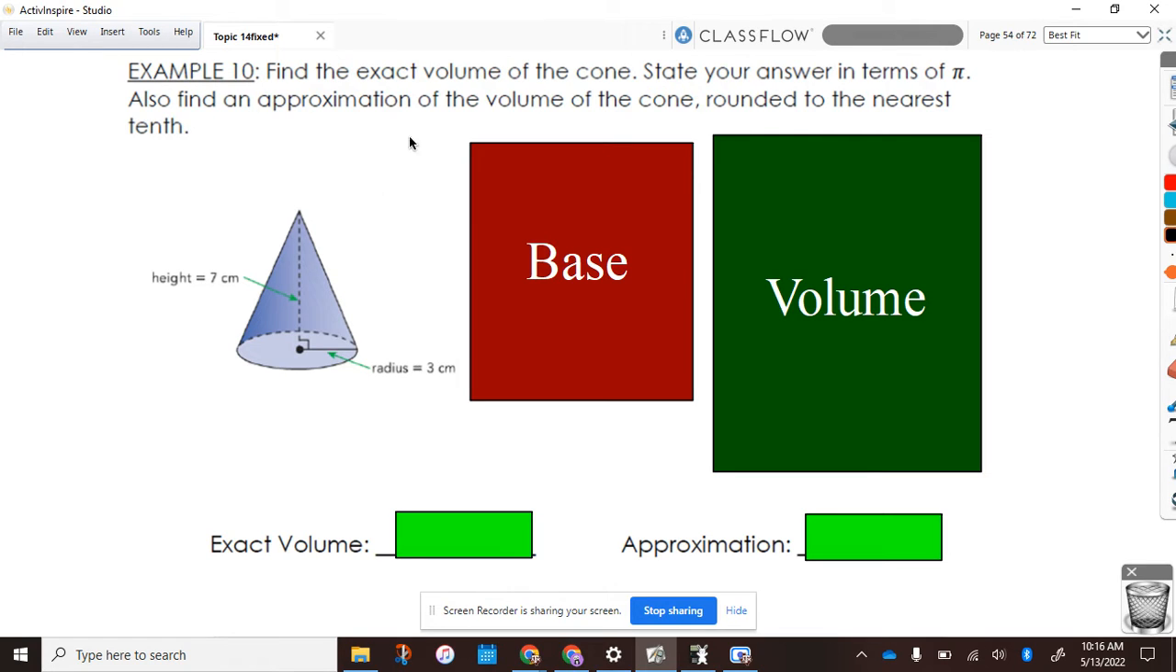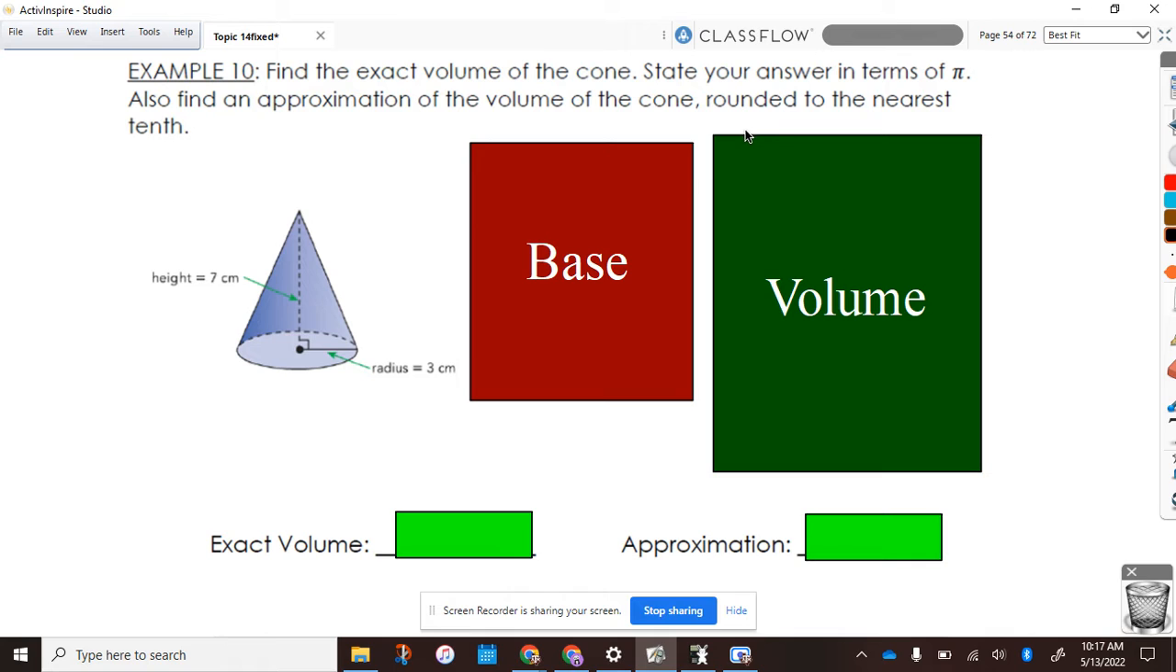The first one is going to be the exact volume. We have not yet talked about it. Whenever you see that word exact volume, that means you're going to keep your answer in terms of pi. Exact volume is keeping the answer in terms of pi. An approximation of the volume is where we would include pi in our calculations and get a decimal answer rounded to the nearest tenth. So we'll keep it at one decimal place.